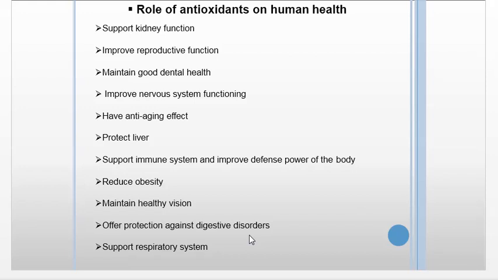But as you know, we now live in the time of the coronavirus. But antioxidants are also good compounds against these viruses, microbes, and bacteria.